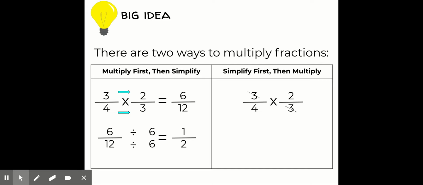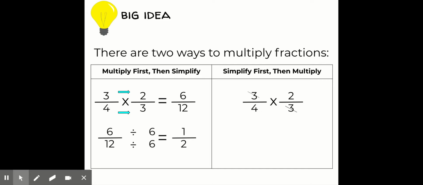Now before moving on, let's go ahead and talk. Choose one sentence frame and share what you learned. I'm going to choose the second one. I can solve this by simplifying first, and then multiplying the numerators, and then multiplying the denominators.